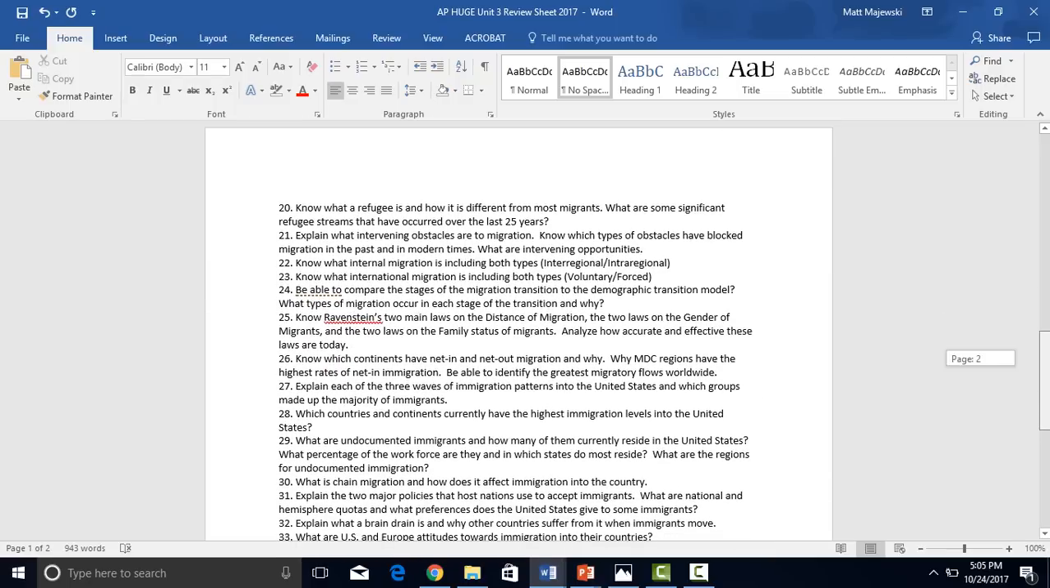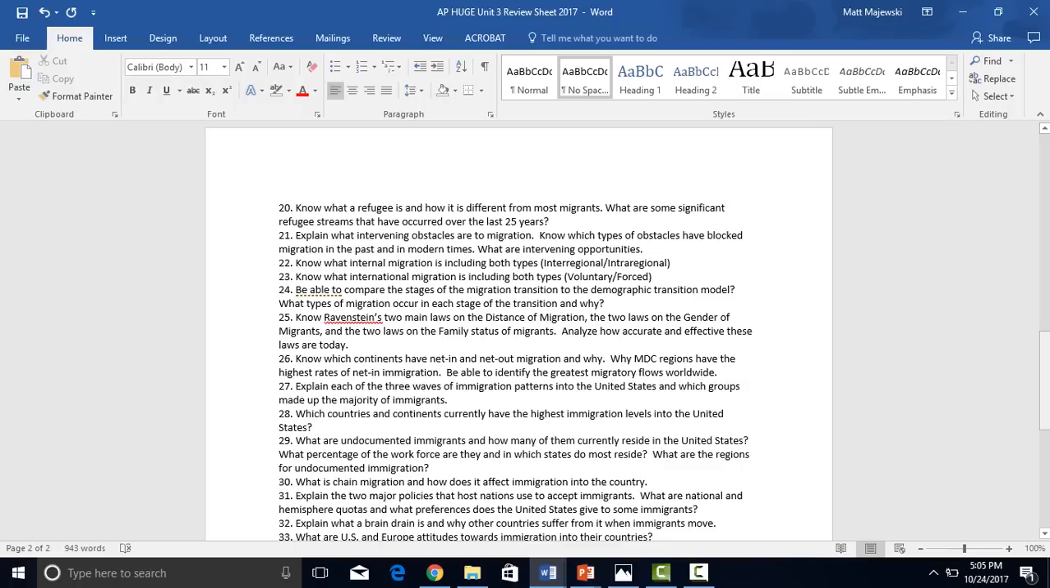Know what a refugee is and how it's different from most migrants. A refugee is somebody who is escaping persecution or war to the point where their safety is in jeopardy, where if we sent them back or forced them to go back, their lives would be at risk. This usually means they're escaping persecution from their own government, or they're escaping some sort of conflict, a civil war, a revolution, or a rebellion, something that is causing a mass loss of life. So that's what a refugee is.